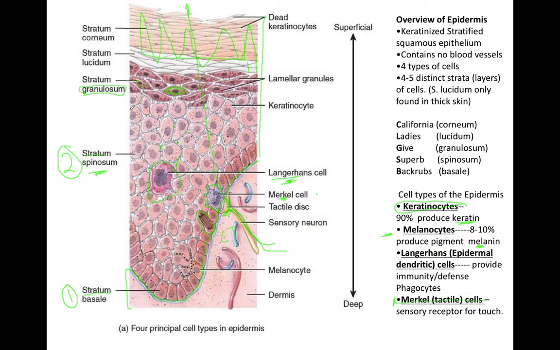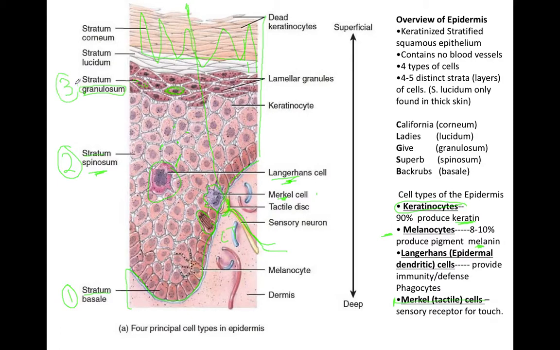They are dying. So stratum basale, the cells are alive. Stratum spinosum, the cells are alive. Stratum granulosum, they're starting to die. They're not dead yet, but they're starting to die. Now, that's your third layer.